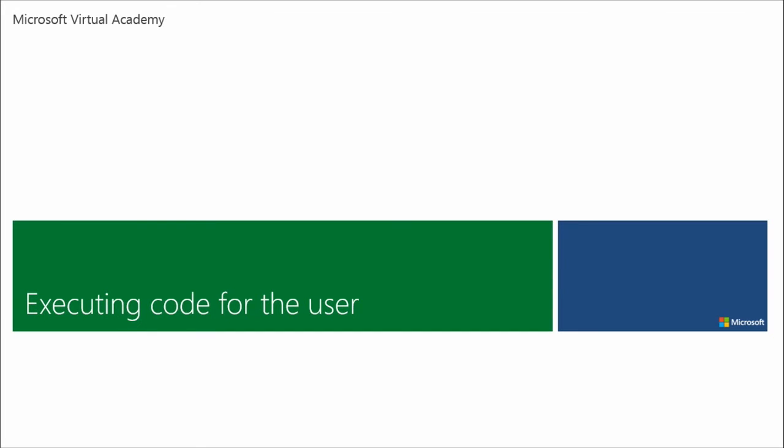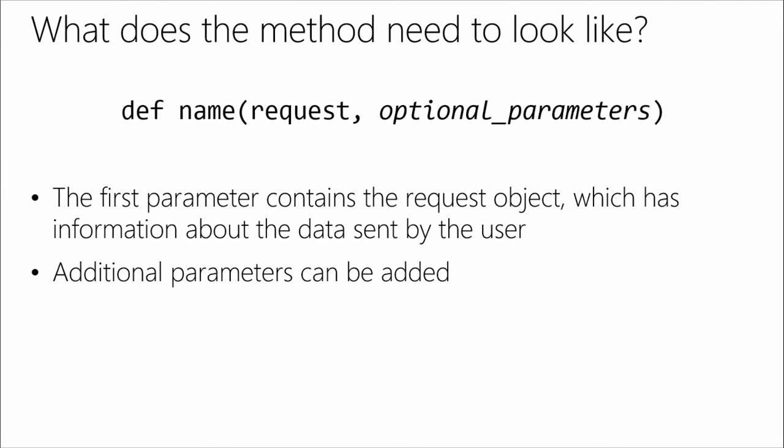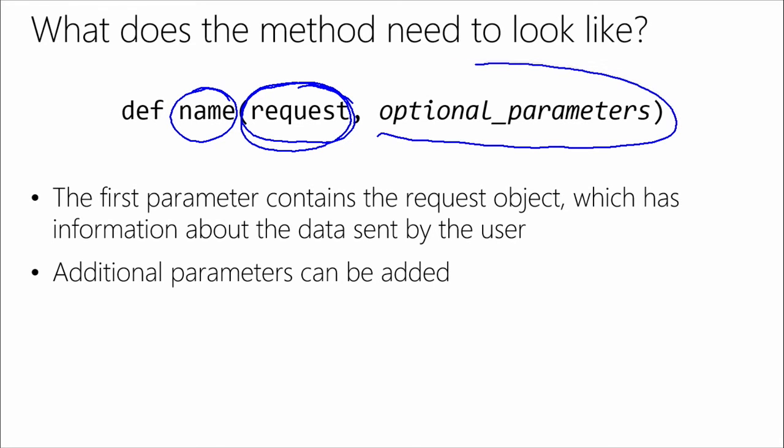So let's go ahead and execute code for the user. At the end of the day, the user is simply calling a method. So all we need to do is create a method for the user to call, and we actually just covered what that method needs to look like. It's going to be the name, has to be a request object, which is the request object coming back from the user. This is what the user actually sent up via the browser. And then those optional parameters.